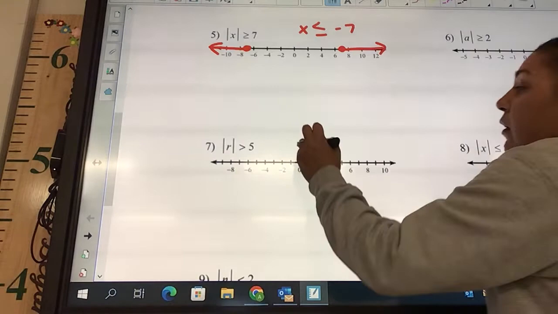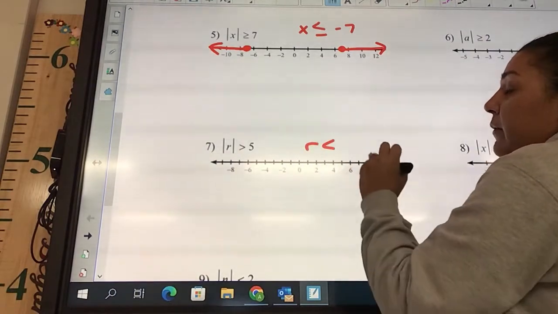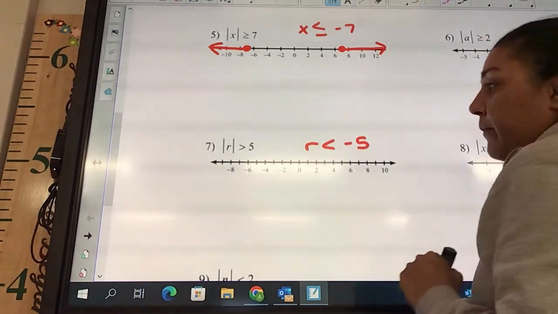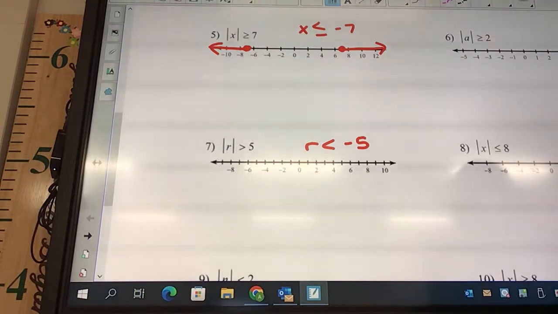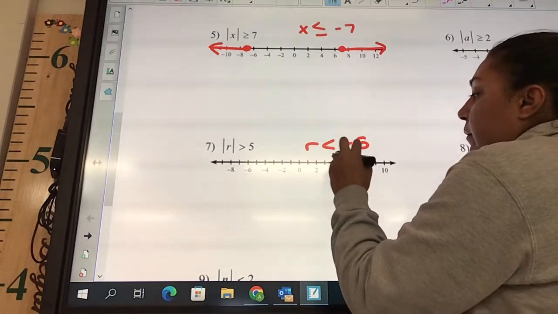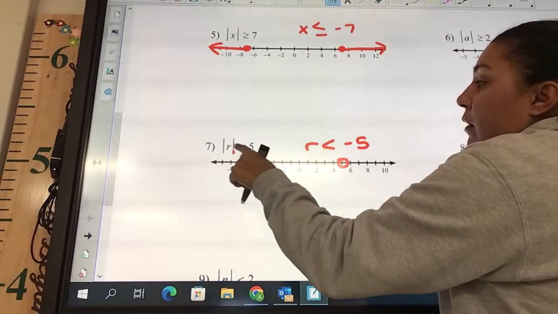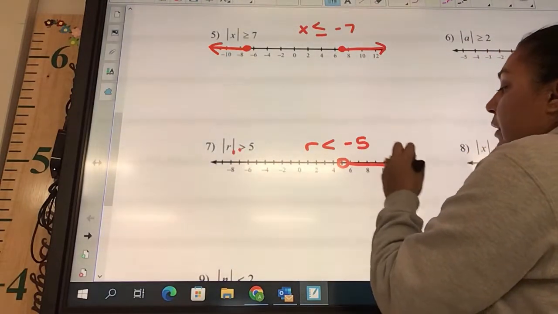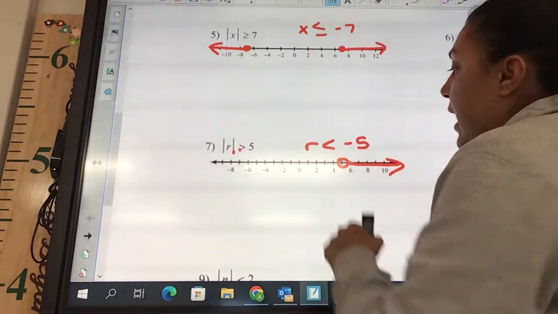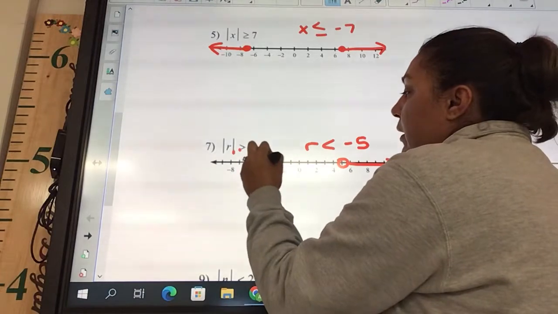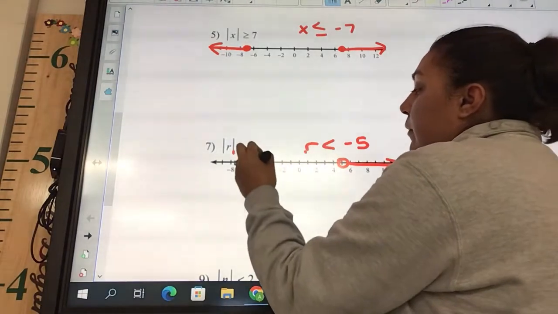Seven, it's going to be R, flip the sign, and make it a negative. Okay, on the 5, it's going to be open. And this says R is bigger, so it's going to be going this way.